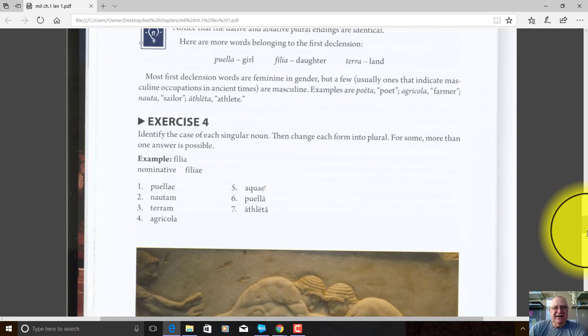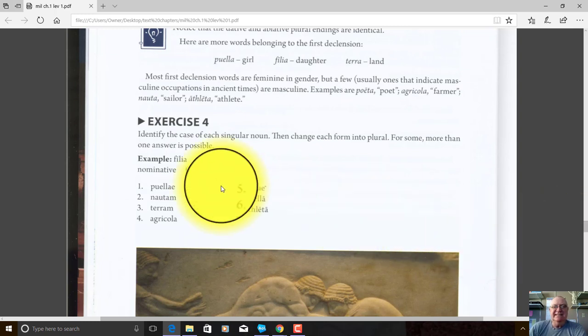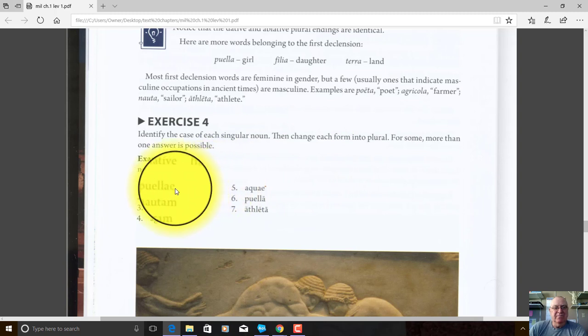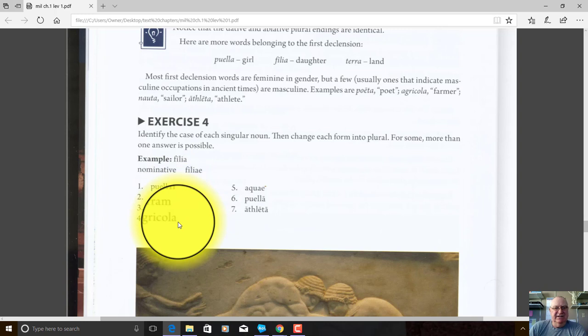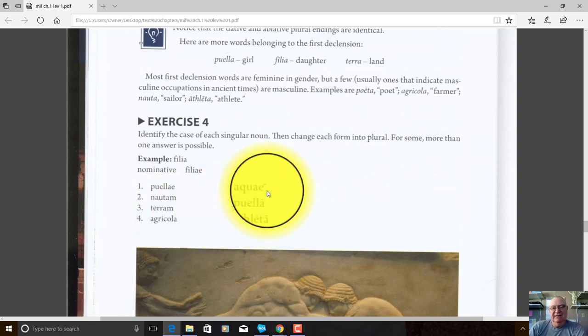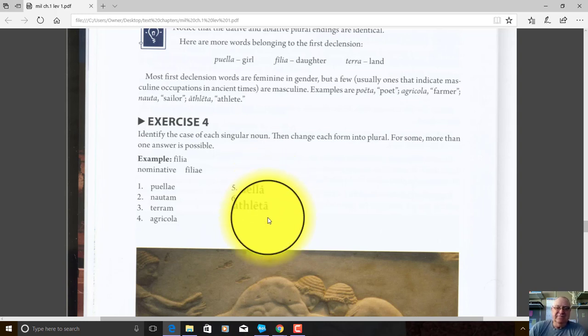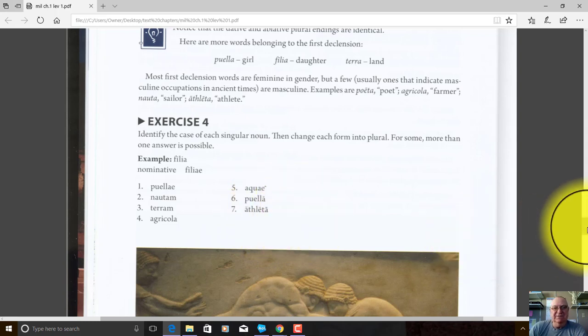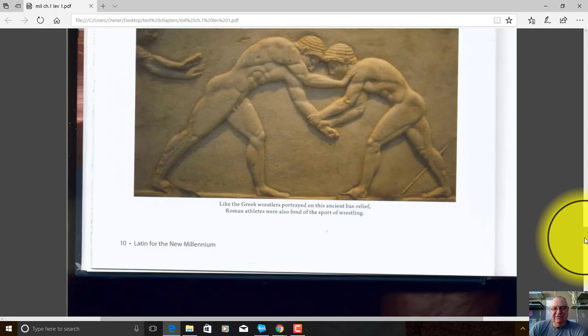Okay, exercise 4 you did, I think. You identify the case of each singular noun, then change into plural. More than one answer is possible because AE could be genitive singular, nominative plural, dative singular. So here you go. But this is obviously accusative and accusative, and that one is nominative. That could be genitive, dative. That looks like a long mark, so it's ablative. And this one looks like a long mark there on the A, so it's ablative. Okay, and then you change them to plural and see what you can do with that.